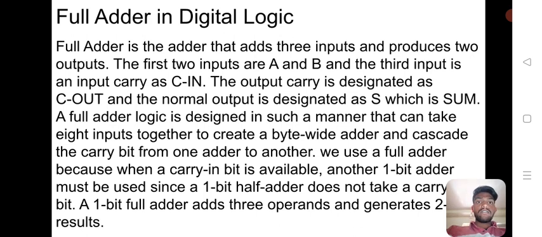Use a full adder because when a carry in bit is available, another one bit adder must be used since a one bit half adder does not take a carry bit. A one bit full adder adds 3 operands and generates 2 results.